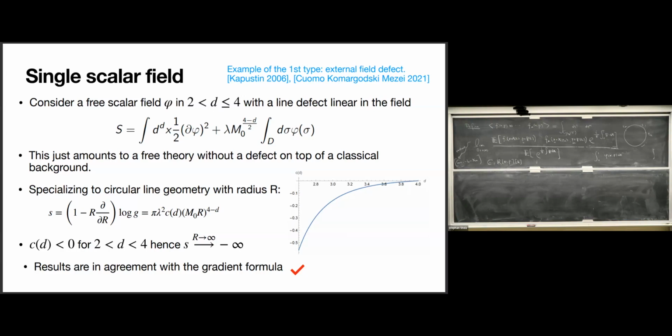Of course, the results are still in agreement with the gradient formula. The formula does not assume that there is a fixed point in the UV. But here, this is an example in which the flow does not end in a healthy DCFT in the infrared. It does not terminate. The defect entropy blows up. So this is one example.